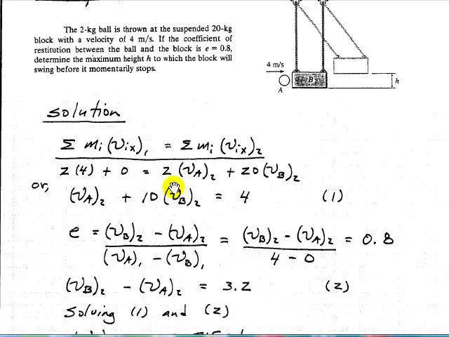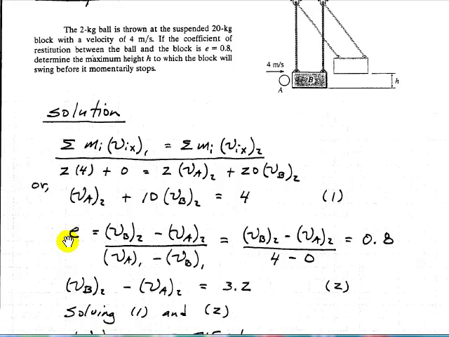And then after the collision, we have our 2 kilogram ball moving at an unknown velocity, and our 20 kilogram block moving at an unknown velocity. This is one equation, 2 unknowns, and so we need another equation if we're going to be able to solve this. And so our coefficient of restitution equation comes to the rescue.